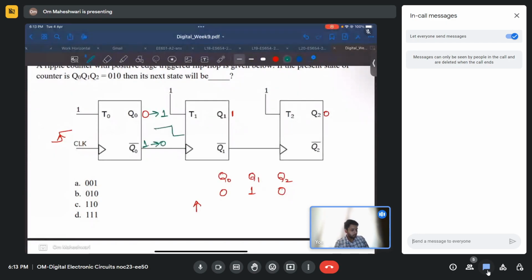Now again, it is a downward transition, so nothing will take place here. So it was 1, it will remain 1. It was 0, it will remain 0. And since again there is no positive transition, it will also remain 0 as it is. And so your output will be 1, 1, 0.